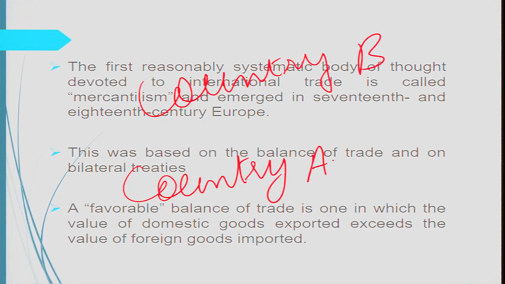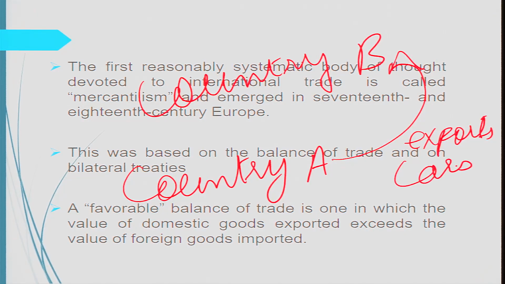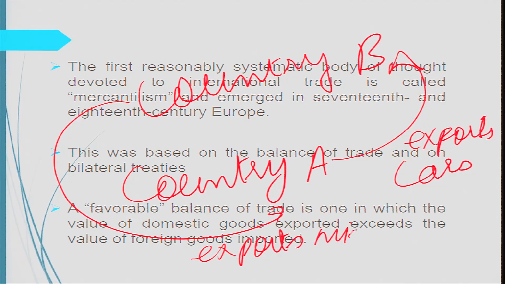Now country A exports its good to country B. Let's say it exports cars, and country B exports its wine. Now, as per the principle of balance of trade, we need to know which country is benefited out of the trade between these two goods.